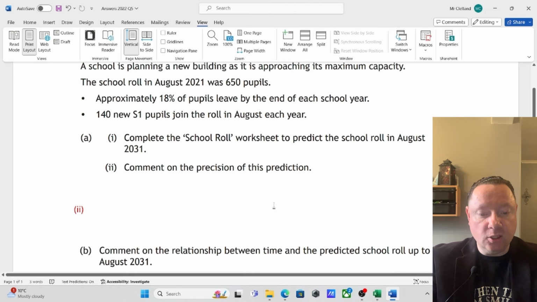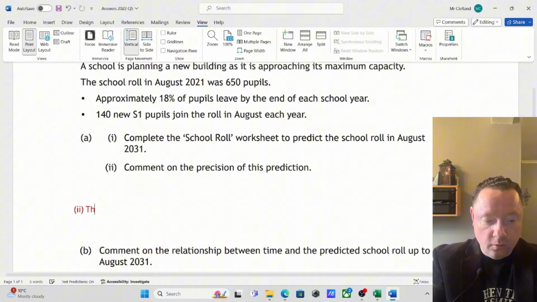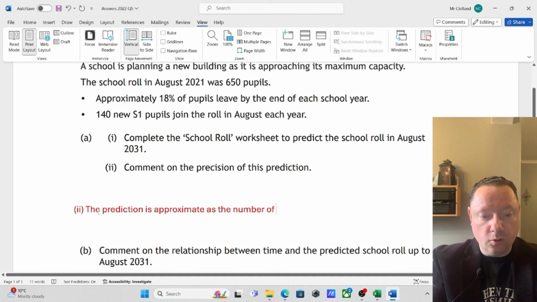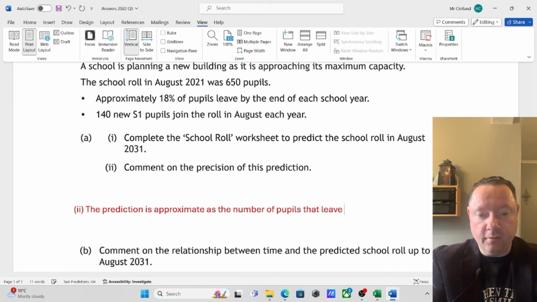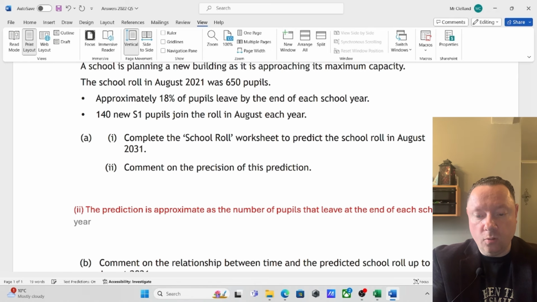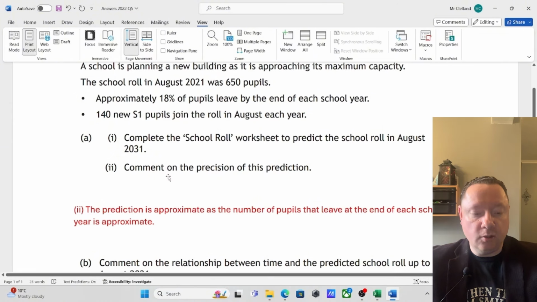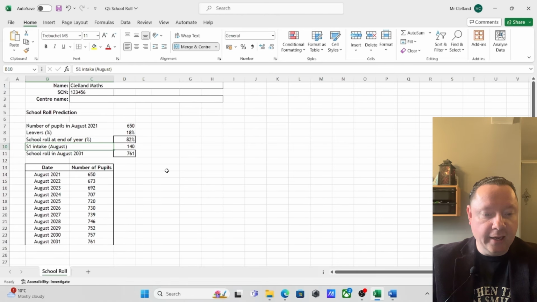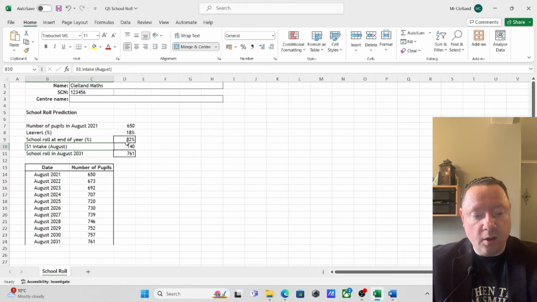Part 2, comment on the precision of this prediction. Well, the number of pupils leaving each year is approximate. So the prediction is approximate as the number of pupils that leave at the end of each school year is approximate. And with these questions, usually when you're talking about precision of predictions, if we go back, we look at the variables that could change. For instance, the leavers could change, but really, the S1 intake, is that really 140 each year? The question says it is, but that could change too.